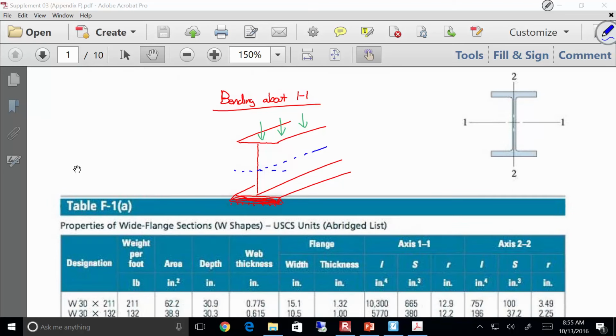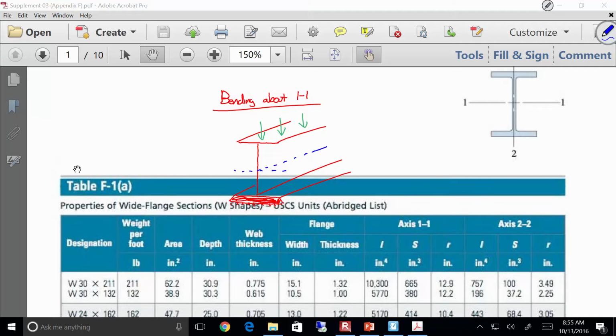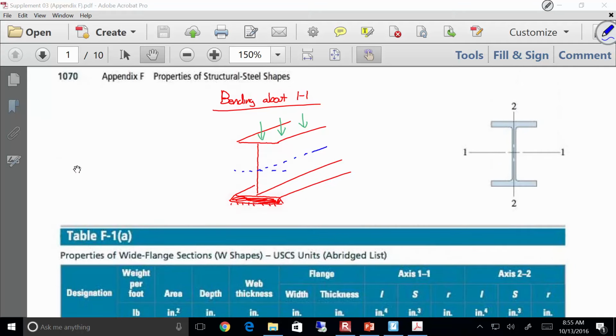I mean, just look at the numbers, okay? Like if I look at this, the moment of inertia about the 1-1 axis, the strong axis, is like 10,300. About the weak axis, it's only 757. I-beams are much stronger about the strong axis than they are about the weak axis. That's why we call them strong and weak axis. Make sense? Now, when I say that's bending about the 1-1 axis, okay, let me write it over here.